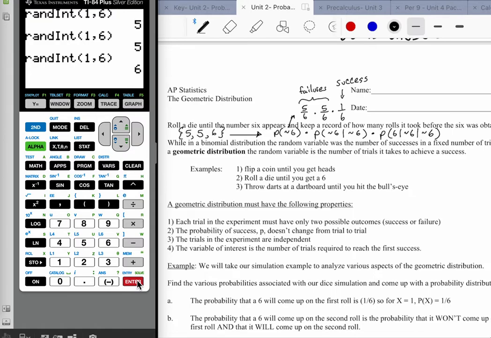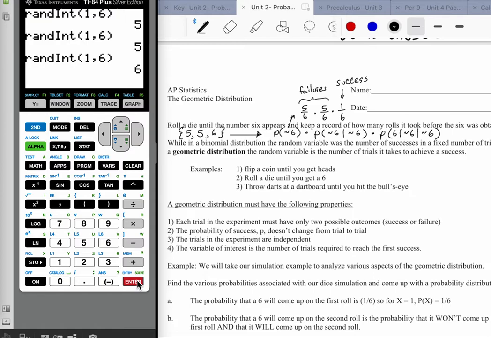Each trial in the experiment must have only 2 possible outcomes, success or failure. So it's got to be binomial in that sense. The probability of success doesn't change from trial to trial. The trials in the experiment must be independent. All right. The variable of interest is the number of trials required to reach the first success.